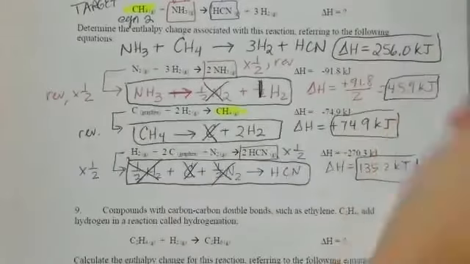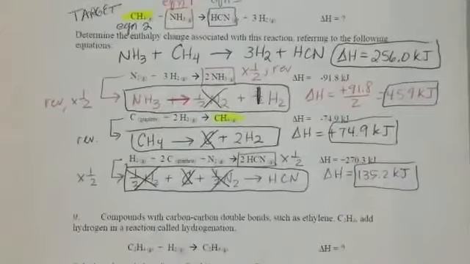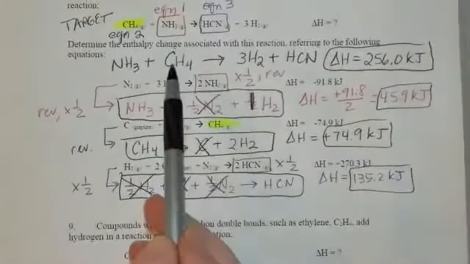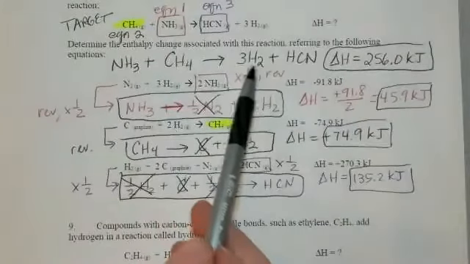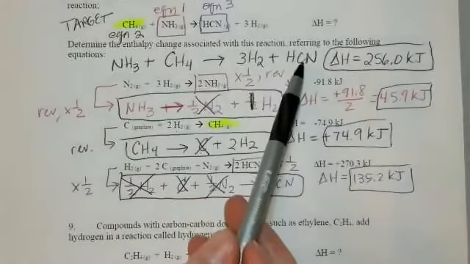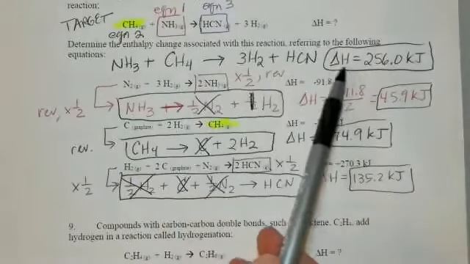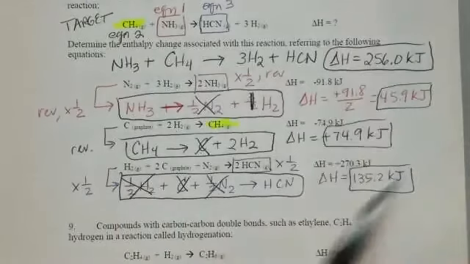So my thermochemical equation then is: when methane reacts with ammonia, it produces 3 moles of hydrogen and hydrogen cyanide. And that delta H value, endothermic, is a positive 256.0 kilojoules.